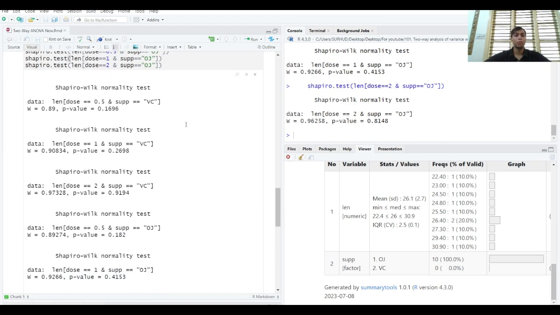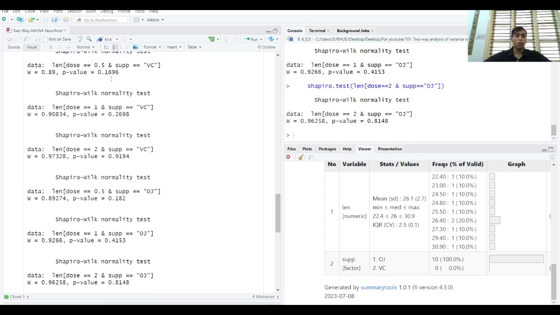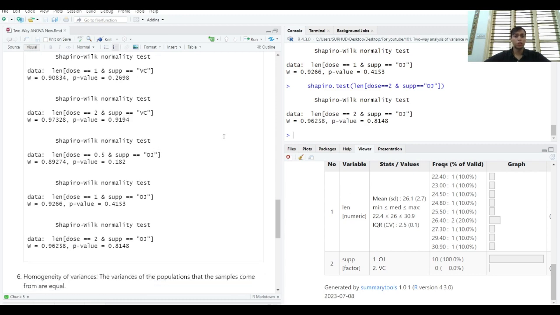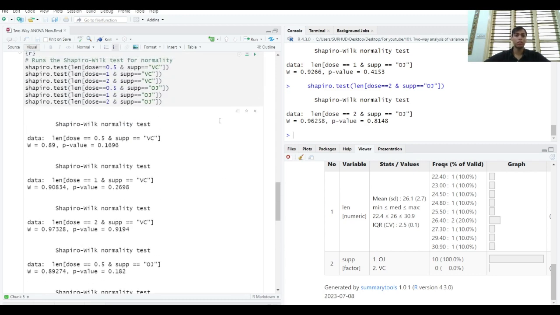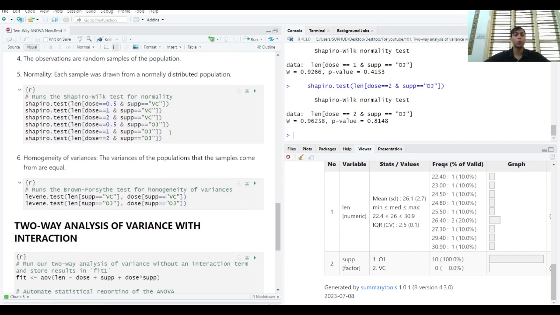So we'll run the Shapiro-Wilk test for each of these groups. And mind you, a significant p-value in the Shapiro-Wilk test indicates that the data are not normally distributed, and a non-significant p-value, that is a p more than 0.05, indicates that the data are normally distributed. You can see that all of these p-values are more than 0.05. That's a good sign because the data are normally distributed and we are okay with running a parametric analysis of variance. If this was not fulfilled, we might have had to run a non-parametric test.